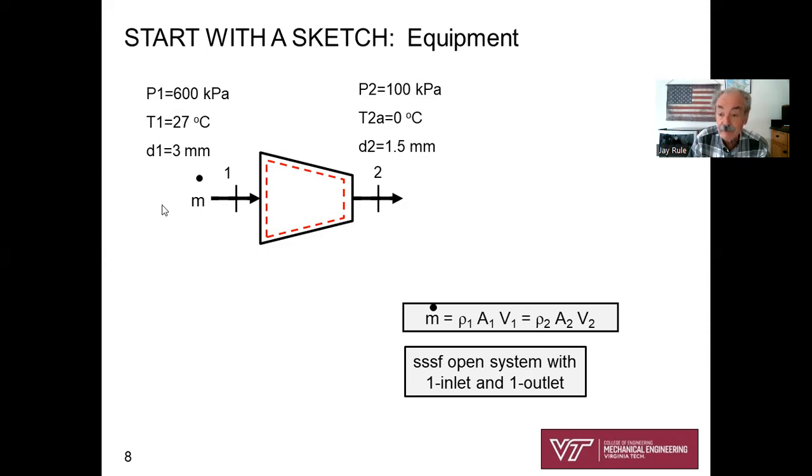Okay. Do we have A1? Yeah, we have the inlet diameter. It's easy to calculate A1. How will we get rho 1? How will we get the density at state 1? Let's think about it. How will we get the density given this information? We have an ideal gas. We have pressure and temperature. We'll use the ideal gas equation of state. Rho equals P over RT. That's the ideal gas equation of state.